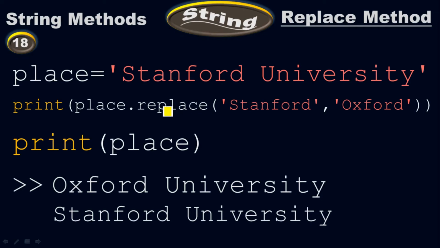Here we simply replaced Stanford by Oxford, but when I print my original expression, place equals to Stanford University, it didn't modify or change anything. I got the same Stanford University expression, which is here. So it does not affect our original expression. It just returns the new value with the replacement. That's it.